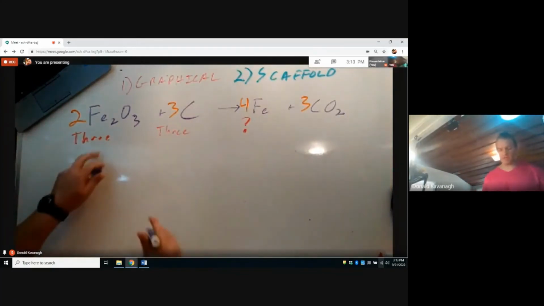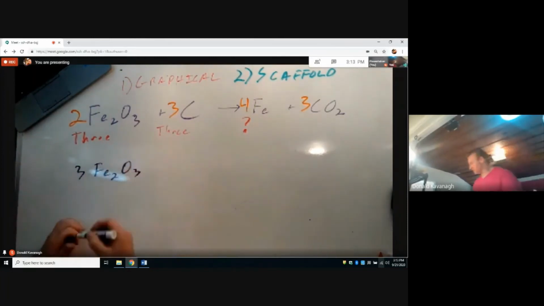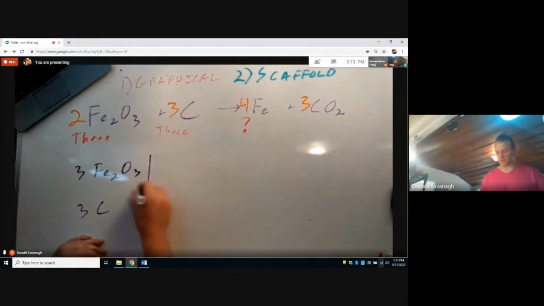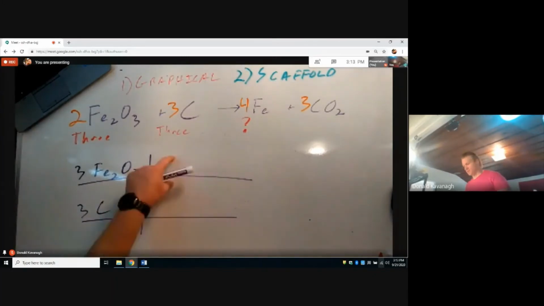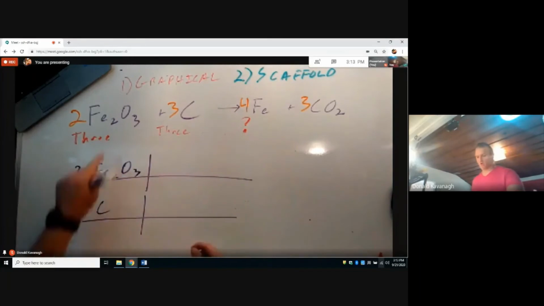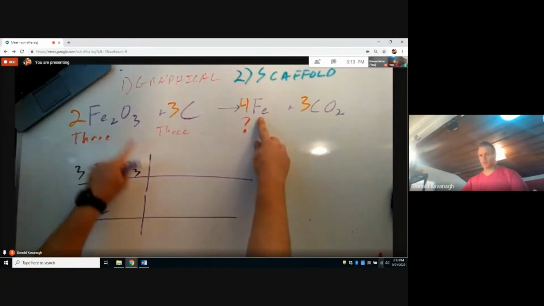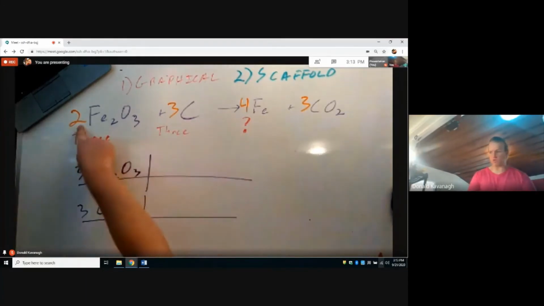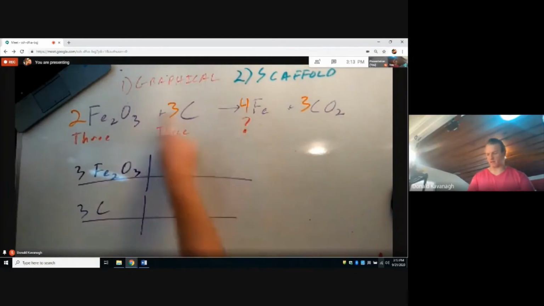We have 3 equivalents of iron oxide and 3 equivalents of carbon. Here are our 2 scaffolds. In this next step, we're going to include the ratios from the balanced chemical reaction, always solving for iron because that's what we want to sell for a profit. It is a 2-to-4 ratio of iron oxide to iron.